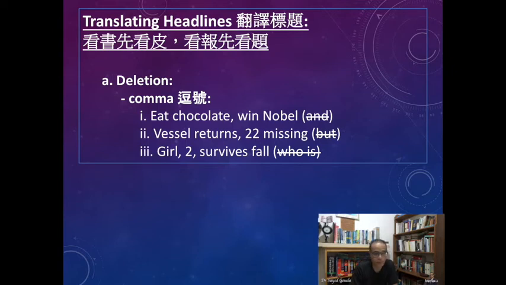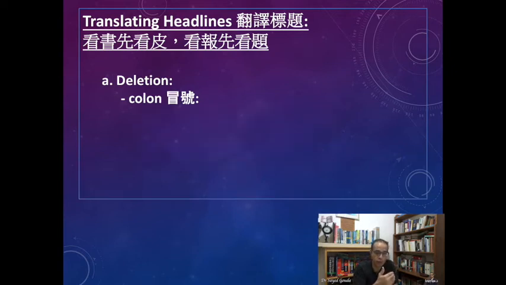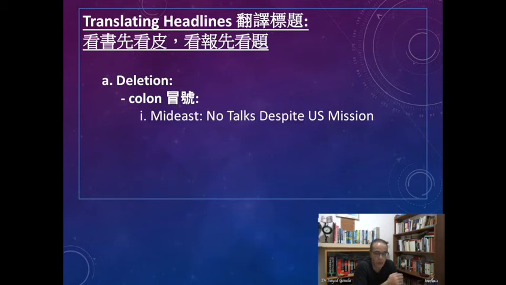The colon, you can also use the colon in order to represent words, like "Mid East: no talks despite US mission." So the colon here means that what comes after it is talking about what's before the colon. So "Mid East:" means that the report is about the Middle East.